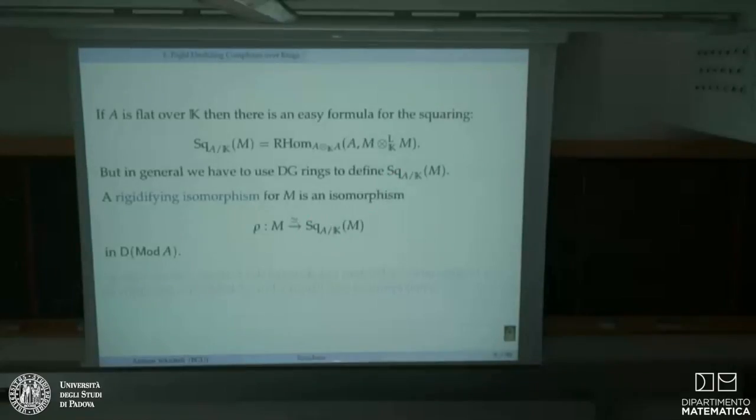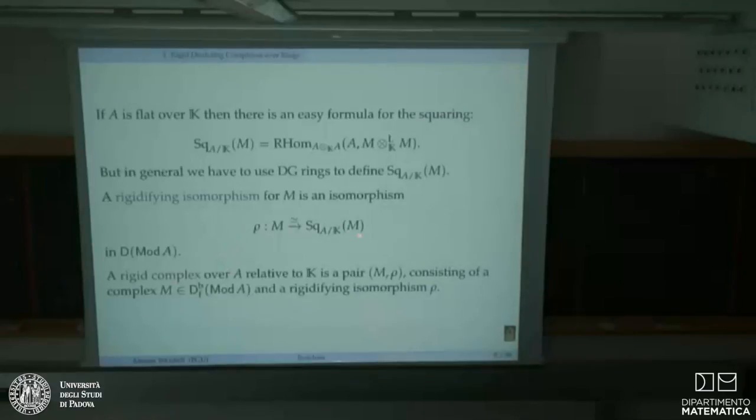And then, having the squaring, everything proceeds smoothly, we can define a rigidifying isomorphism as follows. M is a complex, an object in the derived category. This is its square. And a rigidifying isomorphism is a derived category isomorphism between M and its square. Now, I have to say that this does not make sense at all outside of the derived category, except in very simple-minded situations where, let's say, K is a field and A is a finite algebra over it, which is then linear algebra. But for anything else, this kind of isomorphism is only sensible in the derived category, which is going to have some interesting consequences later.